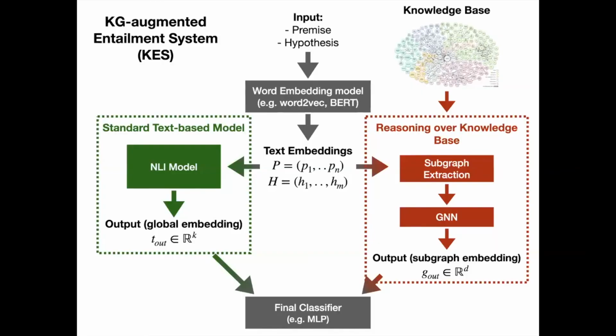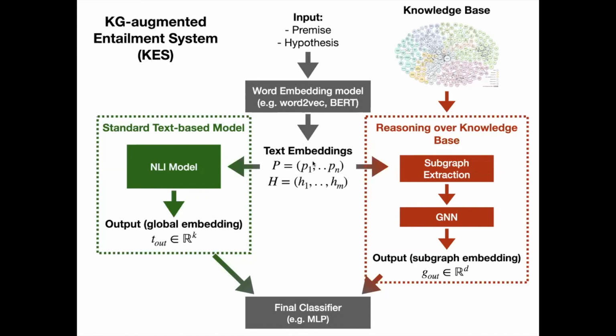Let's now dive into the method that the authors propose. They call it KES, which stands for Knowledge Graph Augmented Entailment System. And it is a model that can actually be used to enhance any existing natural language inference model. And natural language inference is another way to call the textual entailment task. So I will first present how it generally works, and then we will go over each section separately. So the input is the premise and hypothesis text, of course, which are given to a word embedding model, such as Word2Vec or BERT.